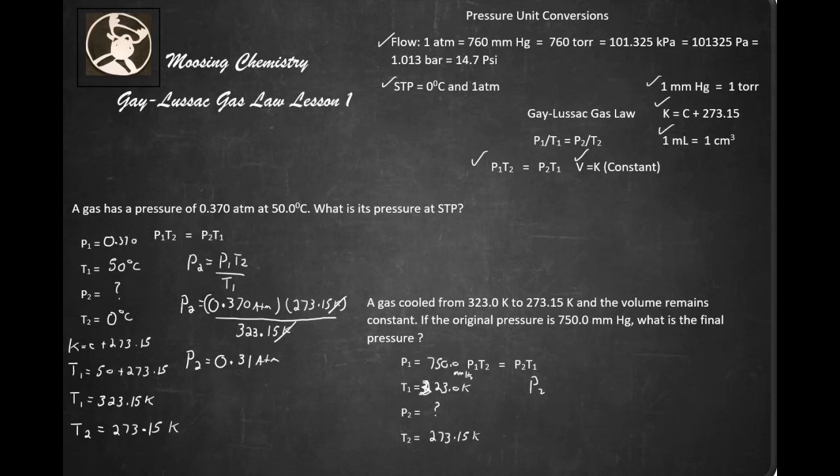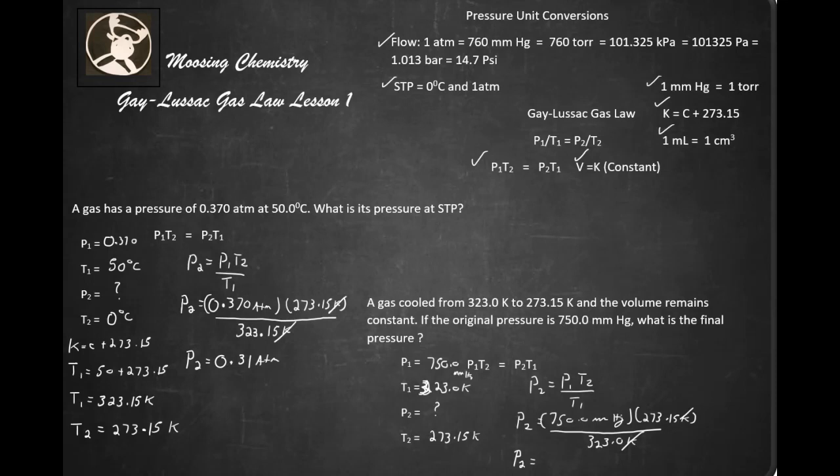Isolate for P2. P2 equals P1 T2 over T1. So we go P2 equals P1, which is 750 millimeters of mercury, right? Yep. Times our T2, which is 273.15 K, divided by our 323.0 K. And again, I'm sorry I made a messy 3 on that earlier, but we know what it is.